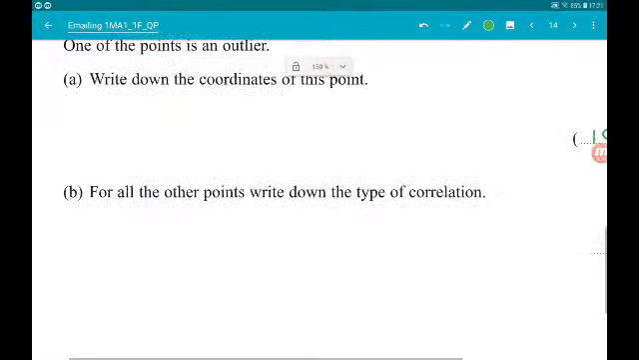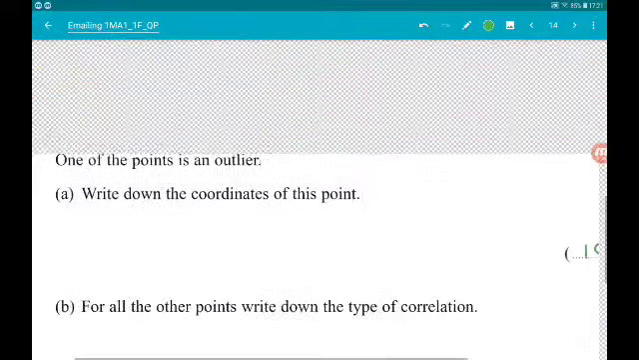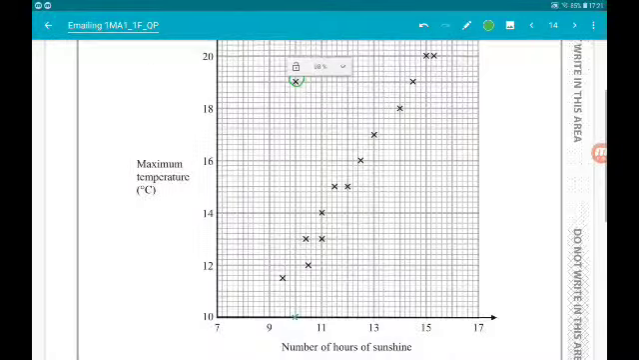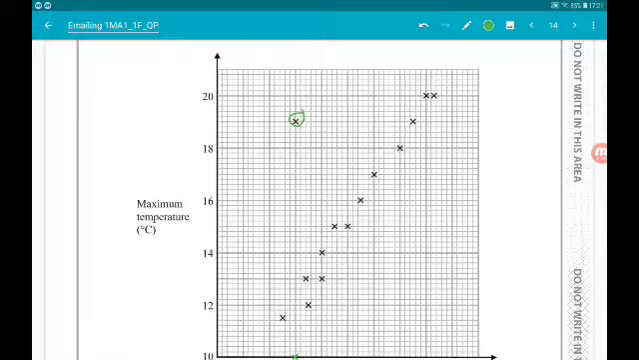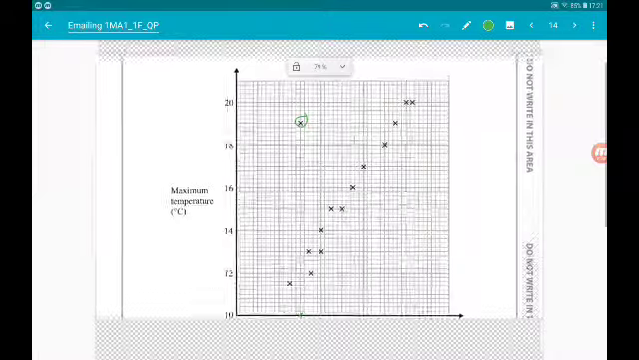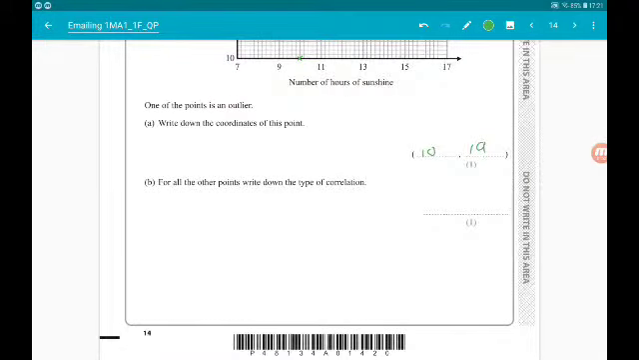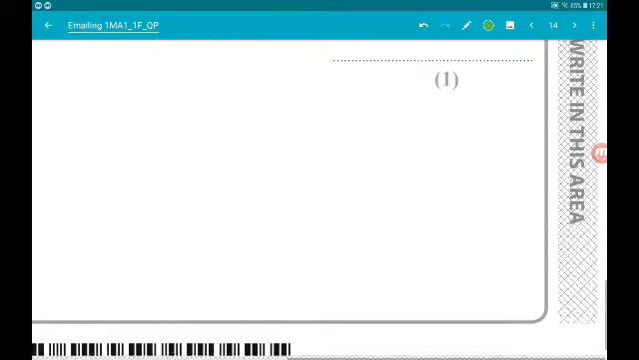Part B, for all the other points, write down the type of correlation. Okay, so we can see that there's a general trend that as we move to the right, the points go up. So that means as the number of hours of sunshine increase, so too does the maximum temperature. So this is positive correlation.